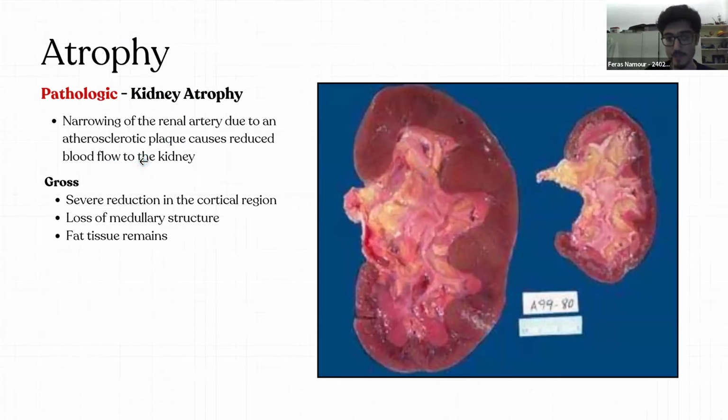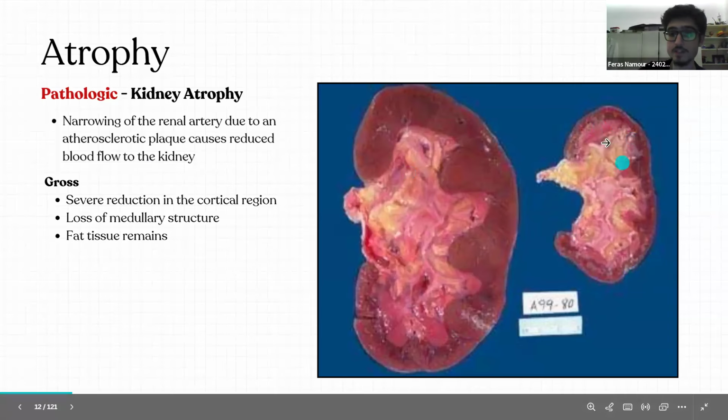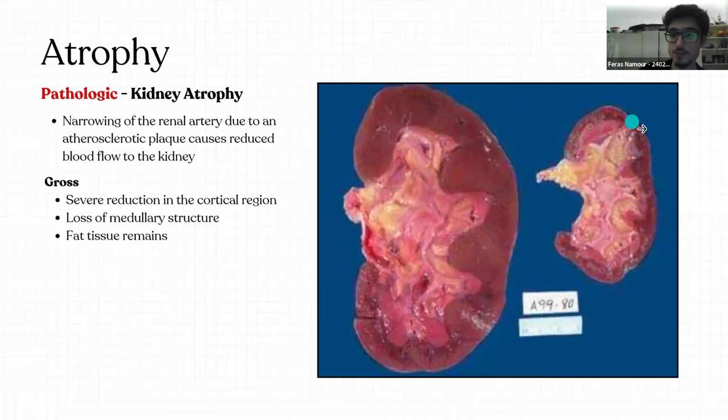So let's say you have your kidney and you have your renal artery, right? If you develop atherosclerosis in that renal artery, what will happen? Less blood will perfuse into the kidney. And then the kidney will not get oxygen, it will atrophy. It will be like less workload on it and it will slowly die away. So this is a normal kidney, and this is an atrophied kidney. You're going to see less cortical structures, less medullary structures as well. And the fat is what remains, the renal fat. Okay? This is what you can describe here.